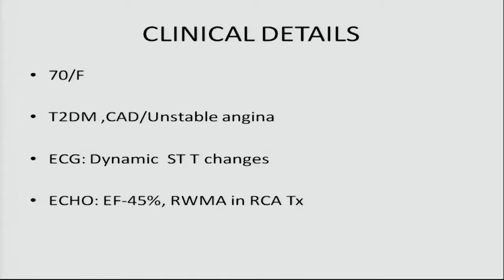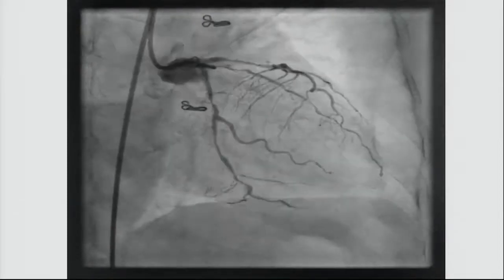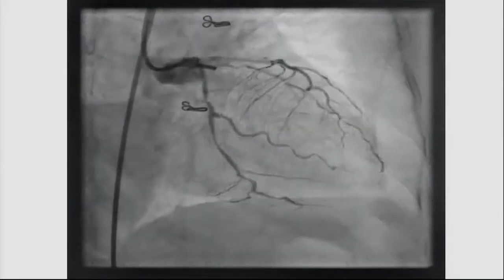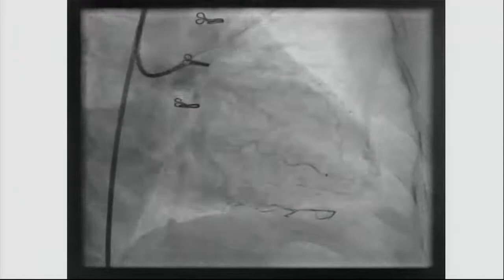She looks older to me than what is mentioned. She's a 58-year-old. History of ACS and inferior MI in the past, and her ejection fraction is 45% with regional wall motion abnormalities in the inferior territory. So we are going to show you the angio images, and then we have a discussion on that.